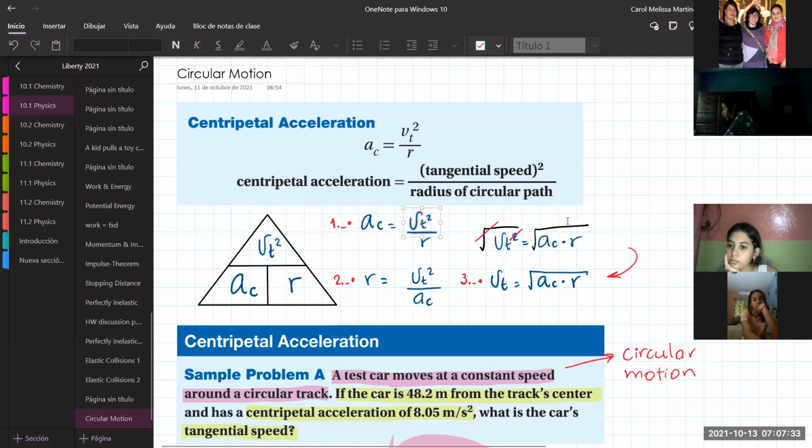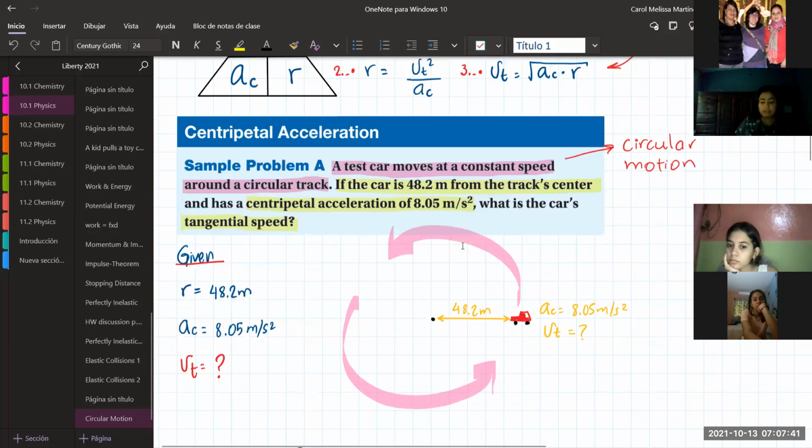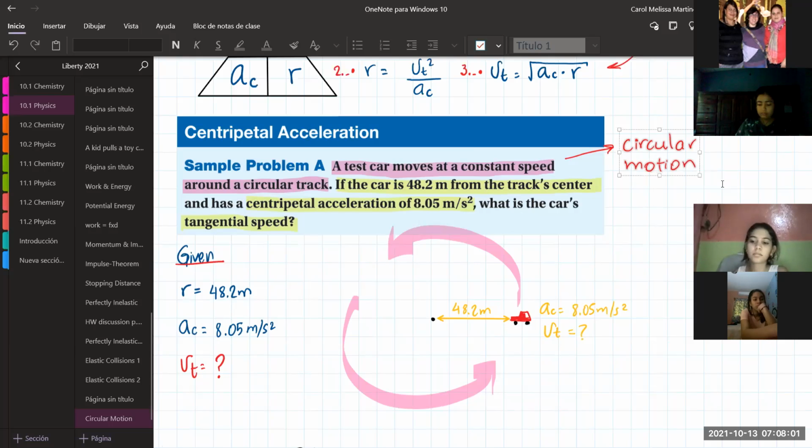Doesn't matter. Okay, if you're a simple person and you want to keep these isolations on an index card, that would be perfect. Then we have this exercise that says a test car moves at a constant speed around a circular track. The part that says around a circular track is telling me that we're talking about circular motion because the object is moving around a circle. If the car is 48.2 meters from the track center and has a centripetal acceleration of 805 meters per second squared, what is the car's tangential speed?